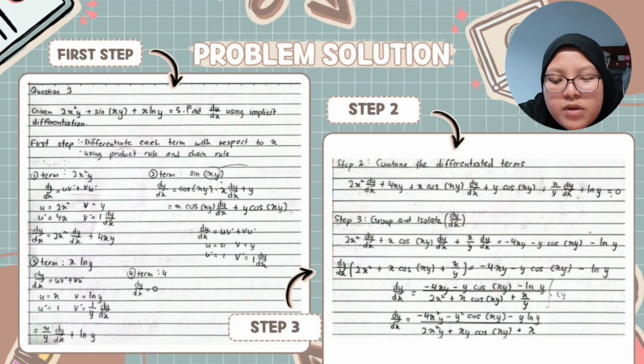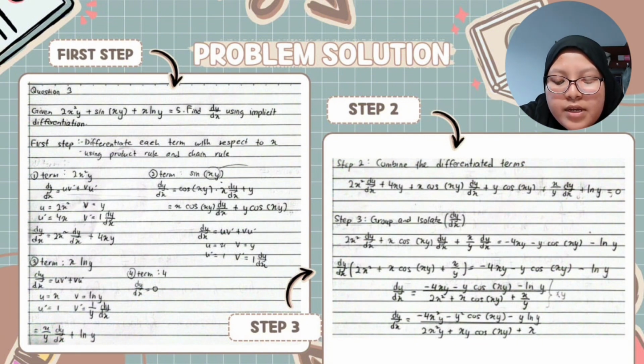First term, 2x squared y, we need to differentiate using the product rule, which is uv prime plus vu prime. For the result, we got 2x squared dy/dx plus 4xy. For the second term, sin xy, we differentiate using the product rule and chain rule, and we got x cos xy dy/dx plus y cos xy.